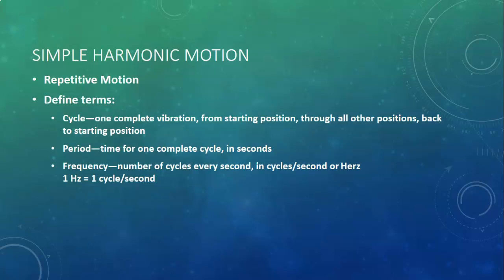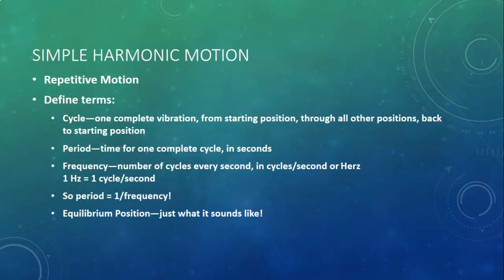Frequency is similar to period, although it's the inverse, really. It's the number of cycles every second. In other words, how many cycles in a second instead of how many seconds in a cycle. The units for frequency are cycles per second or hertz, and a hertz is simply 1 cycle per second. And so, as I mentioned, period and frequency are inverses of each other. If you know that the period of a pendulum is 10 seconds, then the frequency would be 0.1 cycles per second.